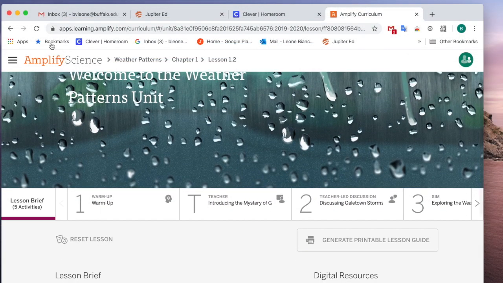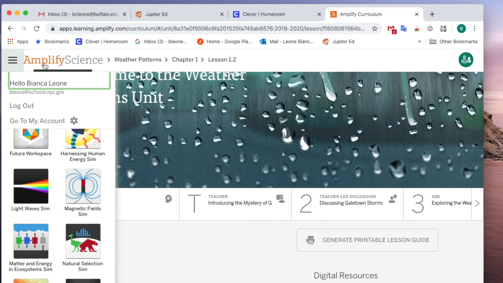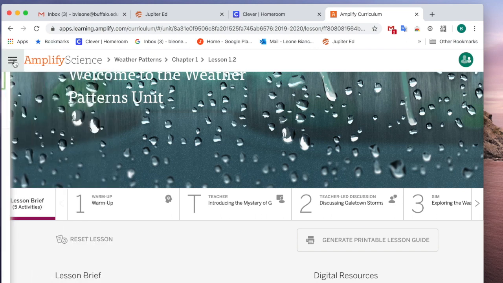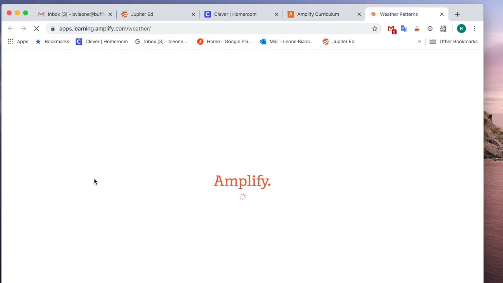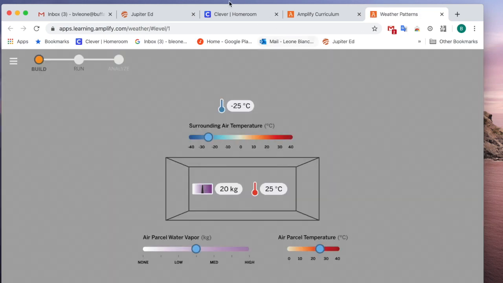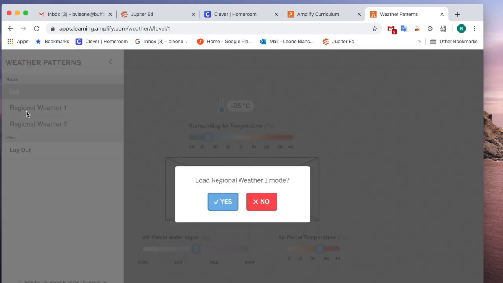So to get to the weather sim, you're going to want to click on these 3 lines again up here and click on weather sims. Yours looks a little different than mine, but it should be the last one that you have. When you get to this page, click again on the 3 lines and go to regional weather number 1.